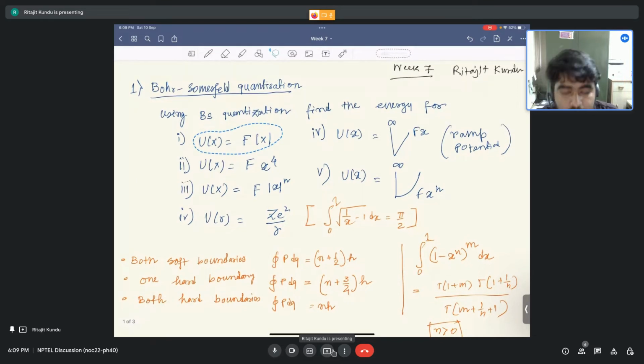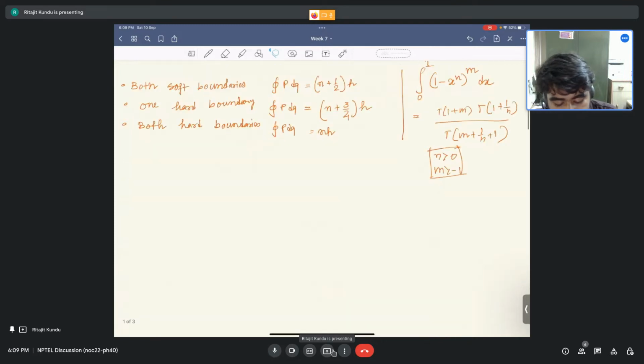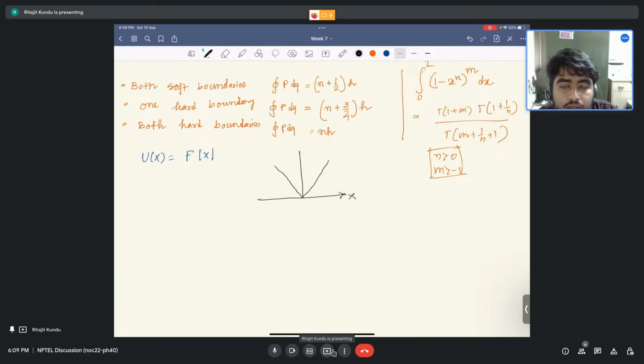Where the U is given by f modulus x. So let us look closely at this potential. If that is the potential, how would it look? So now let me plot it. If this is your x-axis, the mod function looks something like this. And if you take the tangent, if this is theta, then tan of theta will give you f, because this is a linear potential. So that's how the potential looks, right?